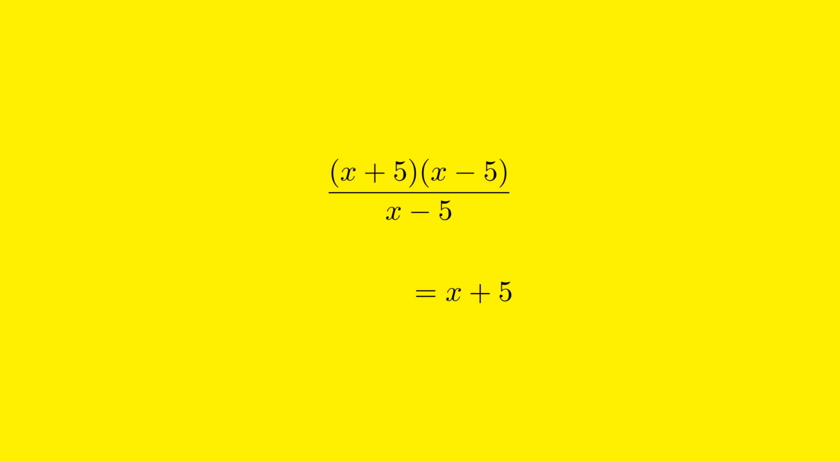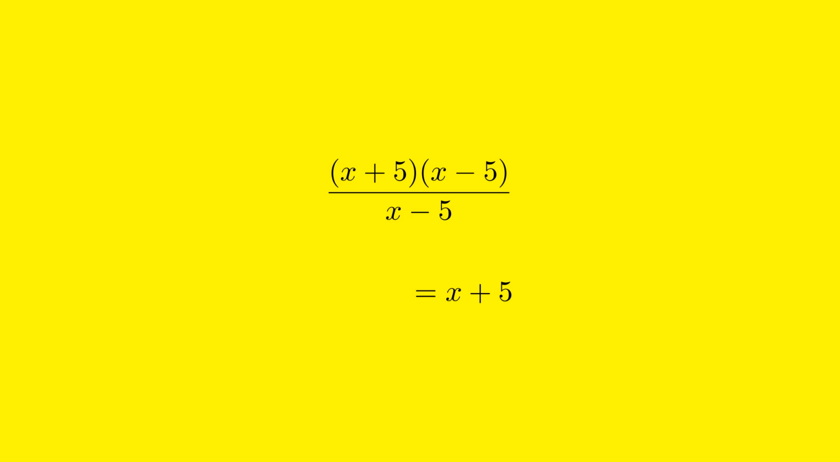In the second step, we move to simplify the expression from the factored form. Now we have the expression x plus 5 times x minus 5 over x minus 5. Next, we look for common factors in the numerator and the denominator that we can cancel out. In this case, we can see that x minus 5 appears in both the numerator and the denominator. When you have the same term in both the top and bottom of a fraction, you can cancel them out because any number divided by itself equals 1.